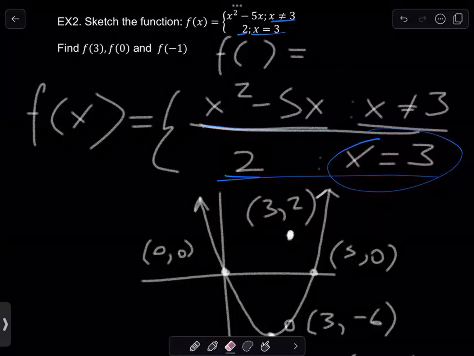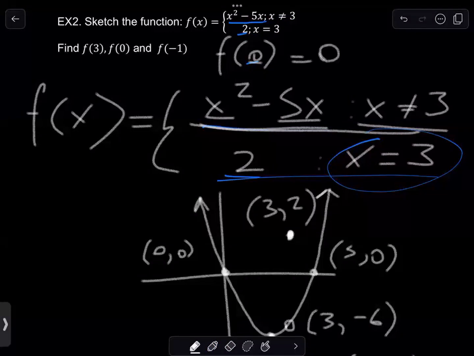Then we need to find out what is f of 0. So we have an x value of 0. Is that value not equal to 3? Yes, 0 is clearly not equal to 3. So we are dealing with the first part of this function, x squared minus 5x. And if you substitute 0 into x squared minus 5x, you will get a value of 0, or a y value of 0.